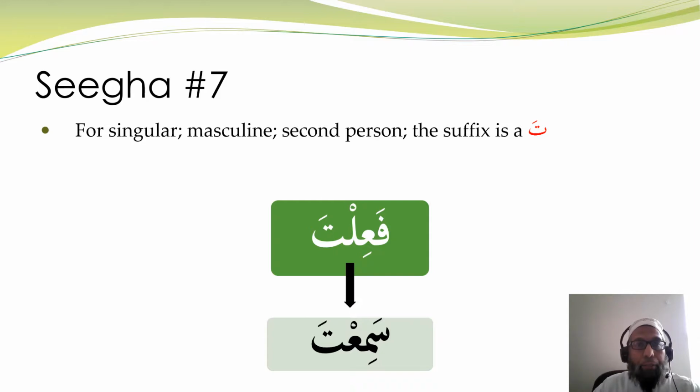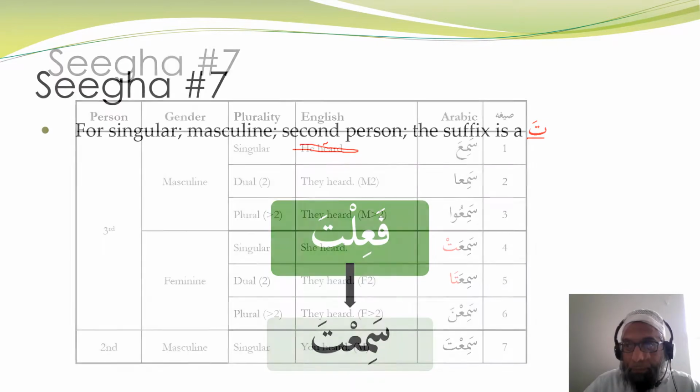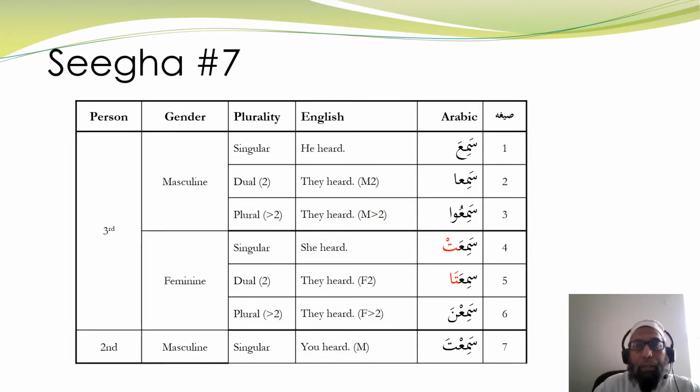And then number 7, singular, masculine, second person. We're moving on to the second person. The suffix is a ta maftuha. So you have sami'ta on the pattern of fa'ilta. Sami'ta, I think, comes in the Quran. You heard. Sami'a, sami'a, sami'u, sami'at, sami'ata, sami'na, sami'ta.